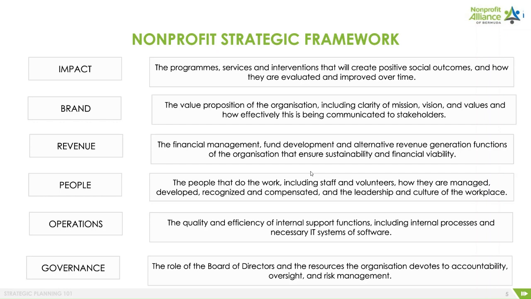Taken together, all these elements create a flywheel effect where your organization becomes stronger over time and creates more impact in the community through its momentum. We strongly suggest any nonprofit strategy include priorities that cover each of these areas.